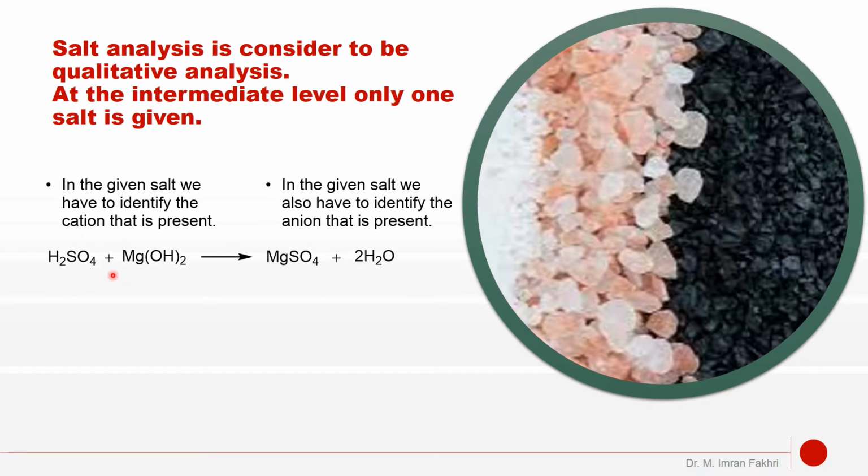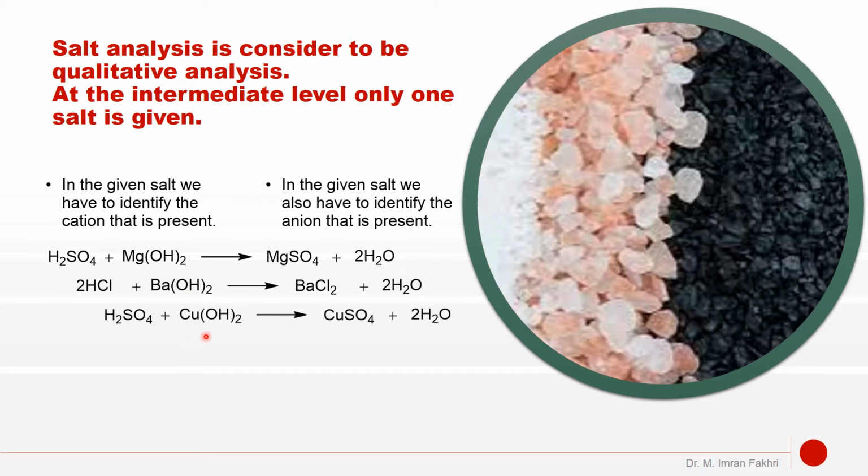When sulfuric acid reacts with magnesium hydroxide, magnesium sulfate and water are formed. Similarly, HCl reacts with barium hydroxide to form barium chloride and water. Sulfuric acid with copper 2 hydroxide is going to form copper sulfate and water. Sulfuric acid with calcium hydroxide will form calcium sulfate and water.